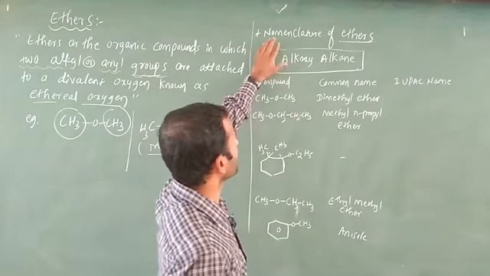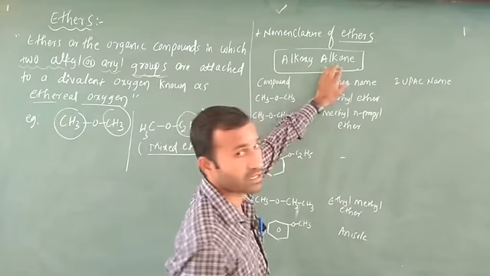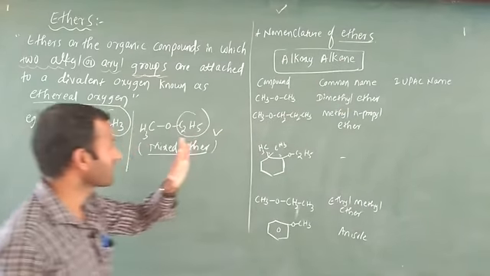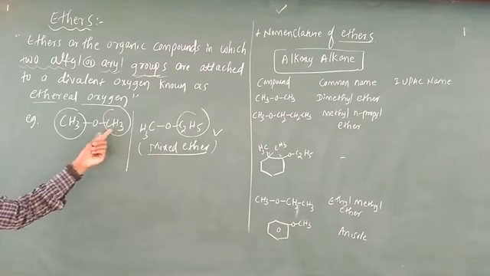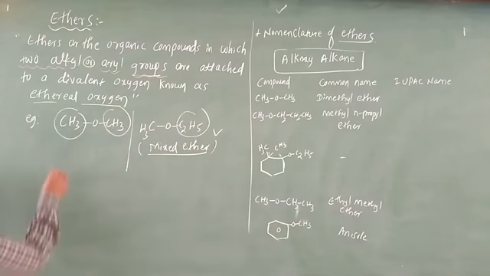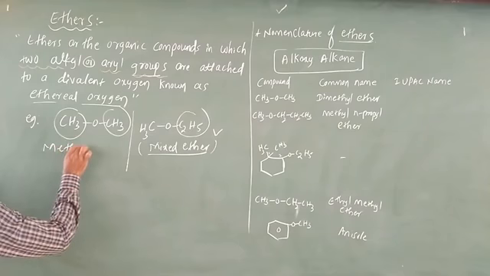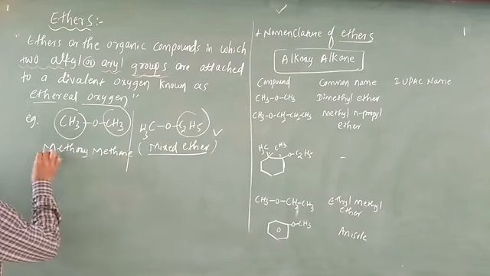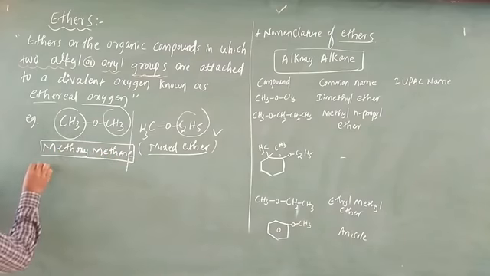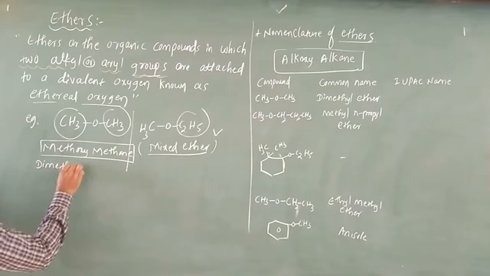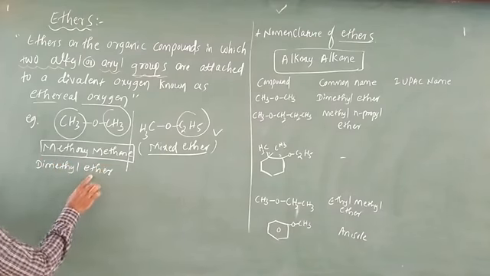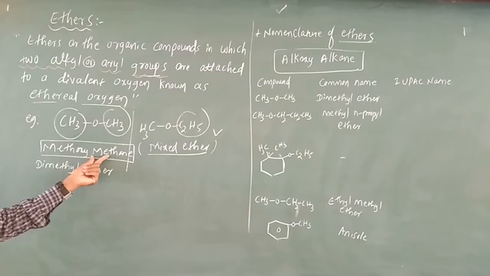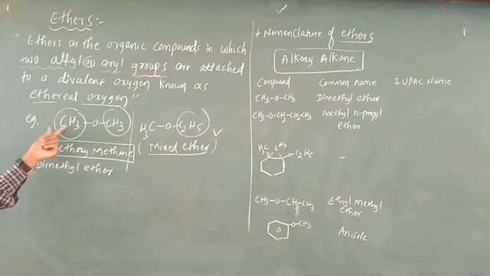In nomenclature, you have to write in the form of alkoxy-alkane. For CH3-O-CH3, I am going to write that the IUPAC name is methoxymethane. Dimethyl ether is the common name for this one. This is alkoxy-alkane only, yes or no? That is why in this case it is methoxymethane.